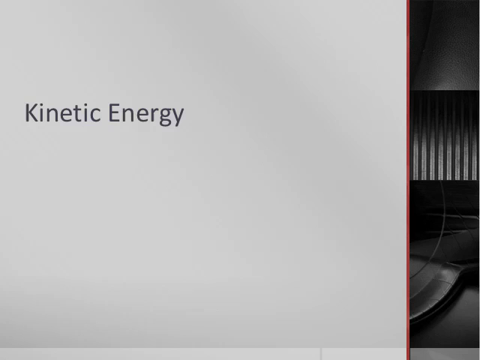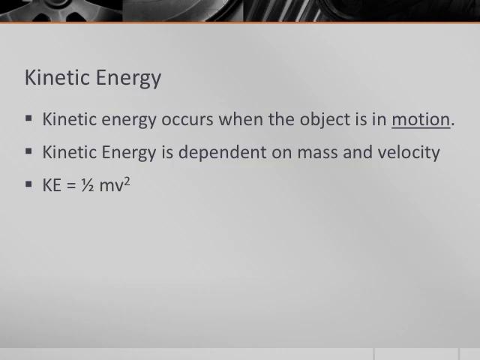Alright, now we need to talk about a second type of energy, one that's kind of a partner to potential energy, especially if, say, you release the potential energy. So kinetic energy occurs when an object is in motion. If you remember, potential energy was related to position and the object was not moving. So say you drop the book and now it starts moving. That's when kinetic energy starts taking over.